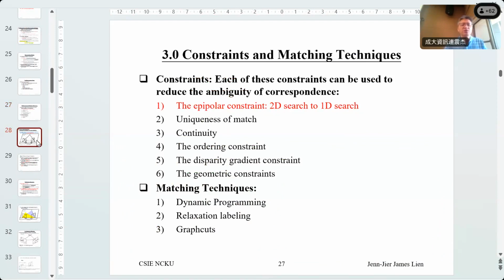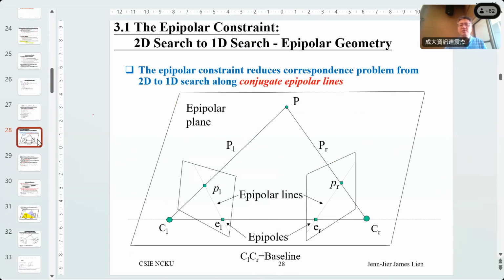Okay, so what's epipolar? We have a stereo, camera 1 and camera 2, and this is the baseline. And this is a 3D point, any 3D point. The 3D point projects to the camera in the image plane. We have a projection point we call P left. In the right-hand side camera, we have the other projection point we call P right, PR.